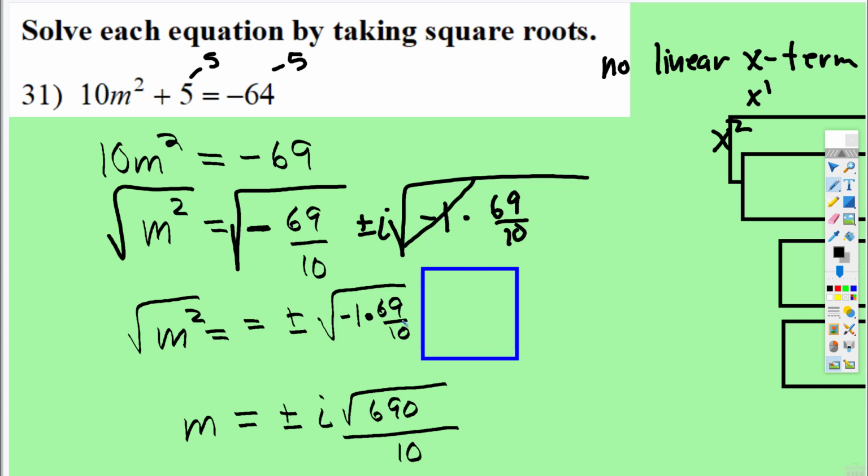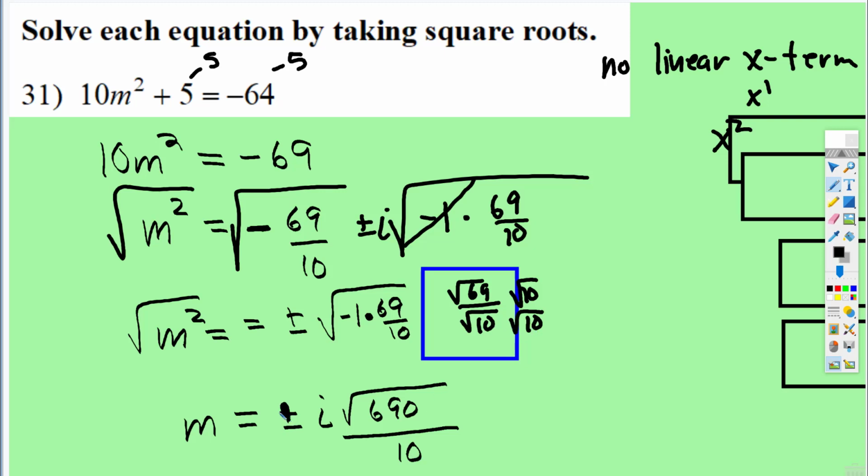But then we have the square root of 69 over the square root of 10. Well, we don't want to leave a radical in the denominator, so we're going to have to multiply top and bottom by the square root of 10. Well, 69 times 10 is 690, so we have the square root of 690. Root 10 times root 10 is 10.